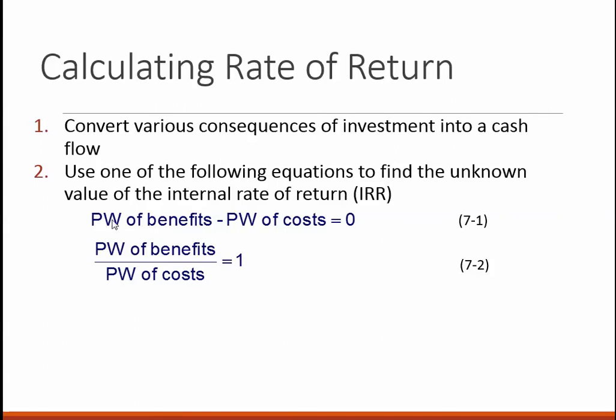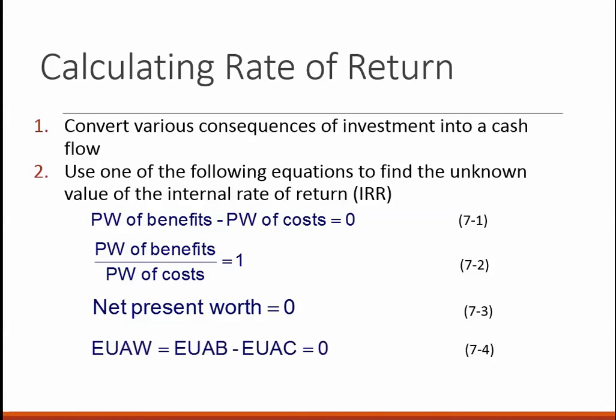So if you see present worth of benefits minus present worth of cost equals 0, well, present worth of benefits over present worth of cost equal to 1 is pretty much the same thing. The net present worth is equal to 0. Again, same thing. In case you should recognize AW, the EUAW, equivalent uniform annual worth, is equal to equivalent uniform annual benefit minus equivalent uniform annual cost. And we can use any of these in any combinations. Really, all you need is this one and that one, and the same one for future worth, and you can manipulate the equation to help you.